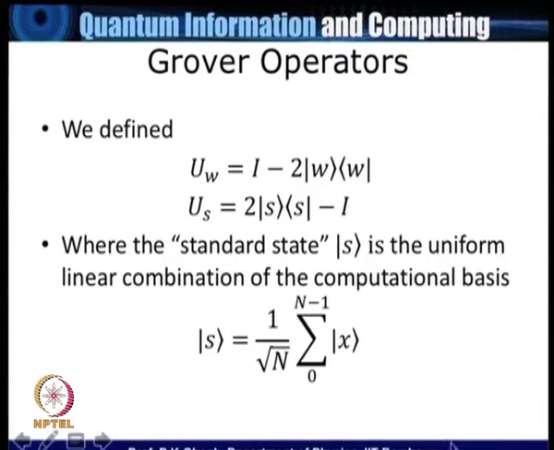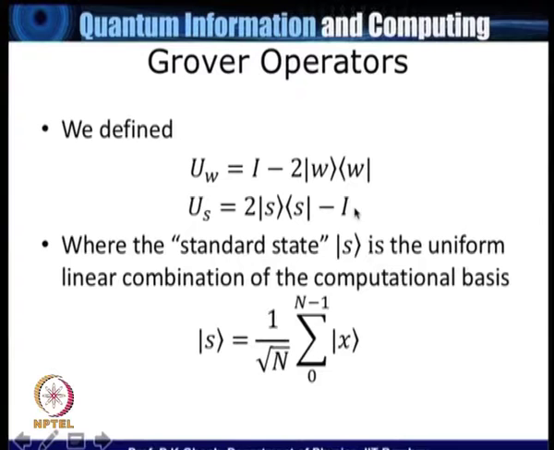So first one was an operator which we called U_W, and U_W is identity minus 2 times ket W bra W. Now notice what happens, that if such an operator acts on the state W, which is the marked state, you get W minus 2W, which is equal to minus W. That is, it simply flips the sign of the marked state. A second operator, which is U_S, is 2 ket S bra S minus I. Notice the sense is essentially reversed.